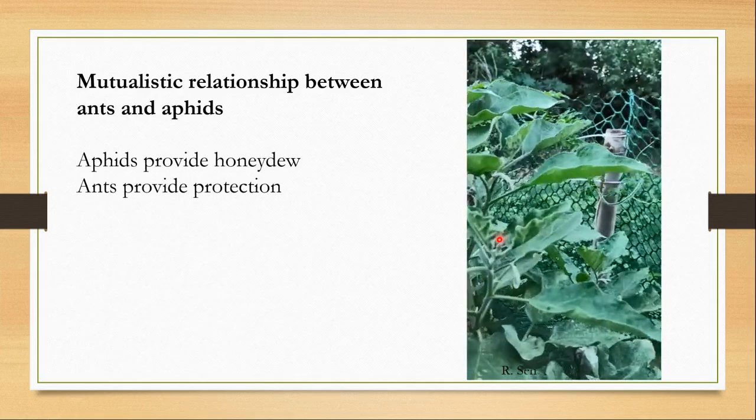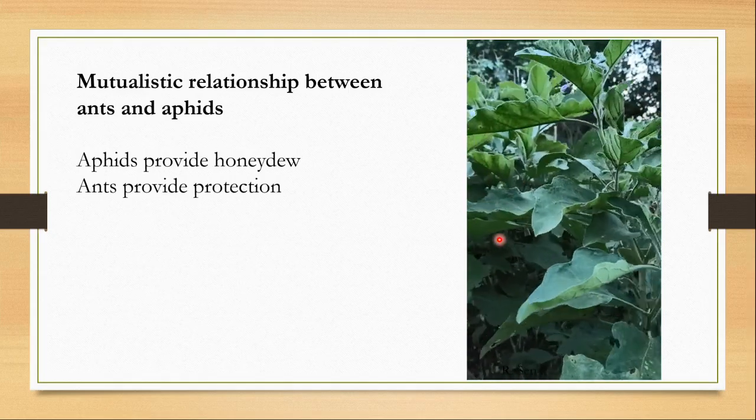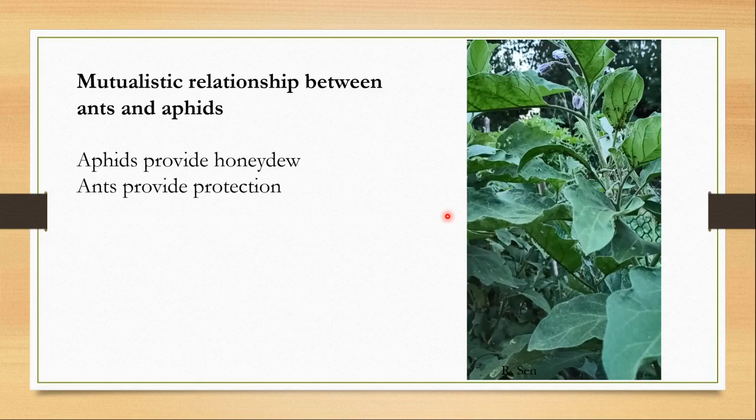That honeydew is of no use to the aphids. They just make it. But it is of use for the ants, who feed on that honeydew. Now, what are the aphids going to get out of the ants? The ants give them protection. The aphids are a very favorite food of ladybug beetle larvae, and many other insects can also predate on aphids. The ants render protection to these aphids and the aphids provide them with honeydew.